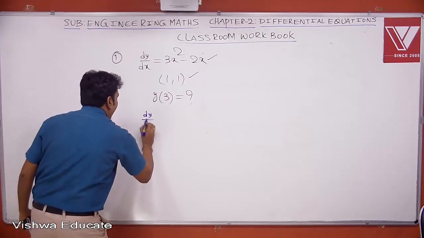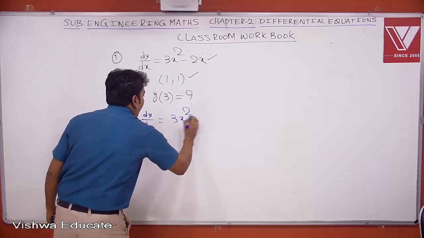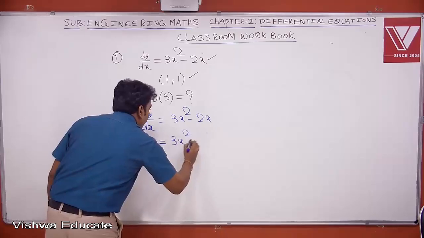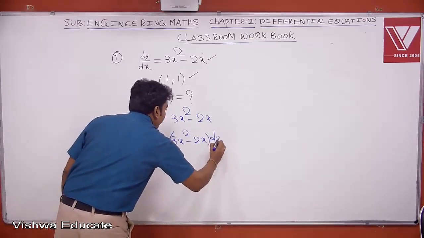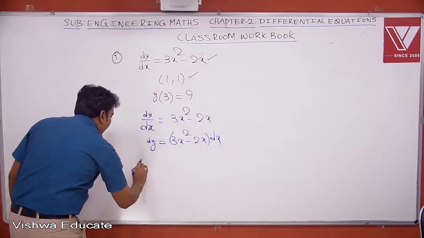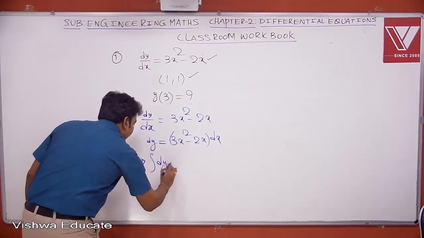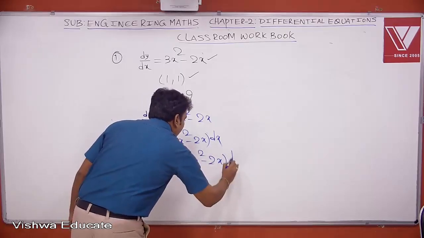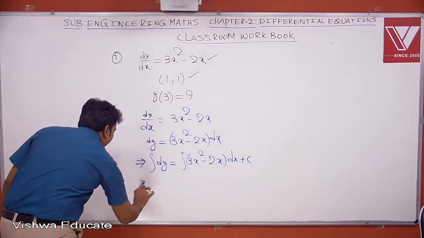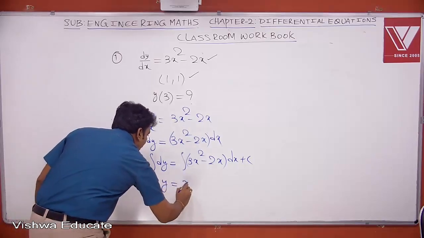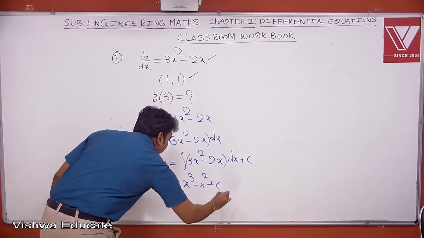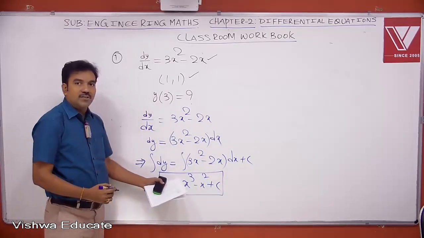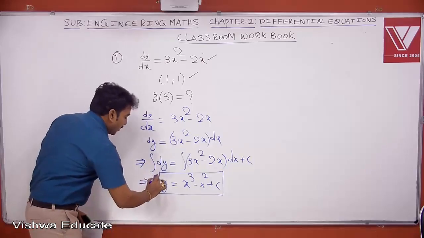What is my equation? dy by dx equal to 3x square minus 2x. Now cross multiply this equation, dy equal to (3x square minus 2x) dx. Now variables are separated. Apply integration on both sides. So integral dy equal to integral (3x square minus 2x) dx plus c. So this implies integral dy equal to y equal to x cube minus x square plus c. Now this is my general solution. y equal to x cube minus x square plus c.